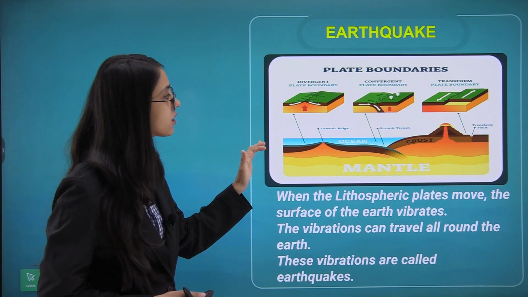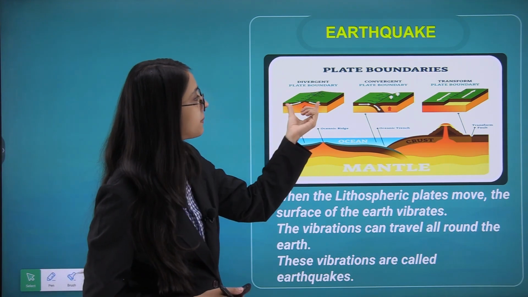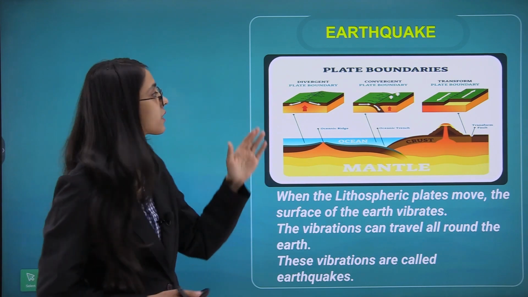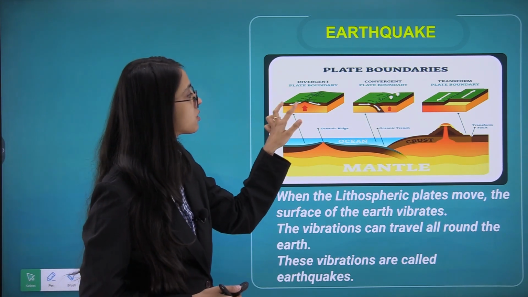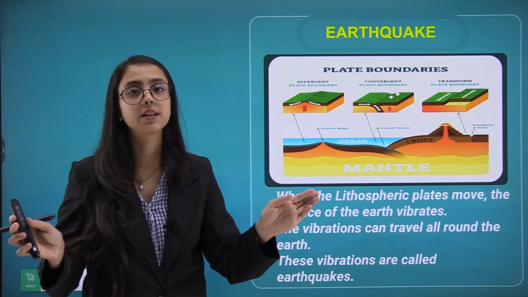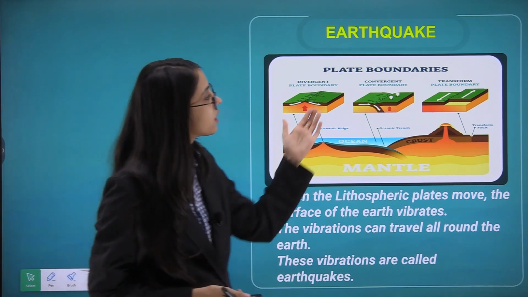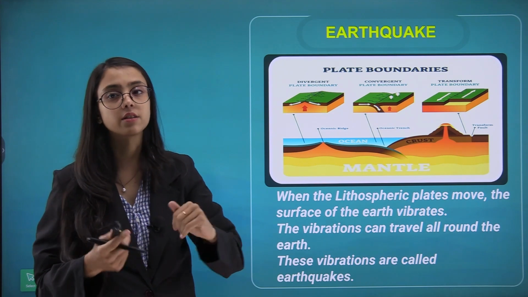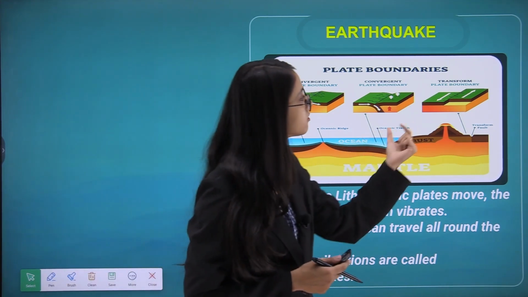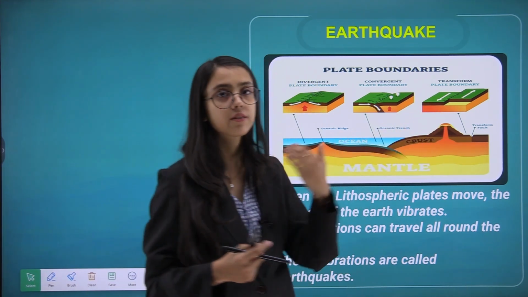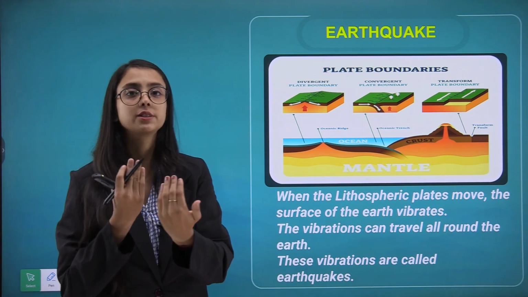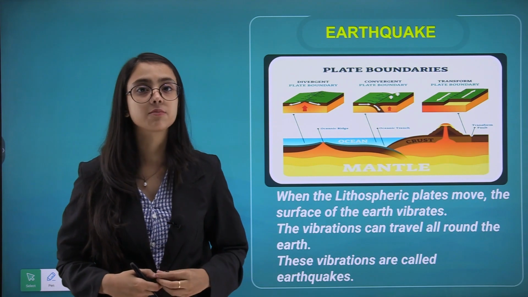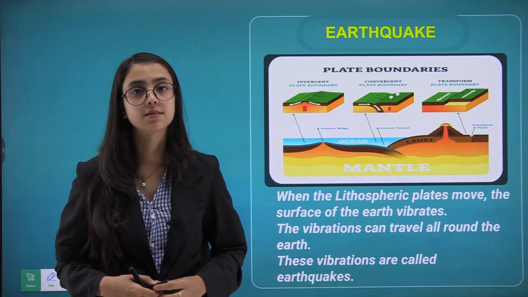As you see here, we have the plates and they move in different ways. First is divergent, when they move in opposite directions. Then we have convergent, when one plate goes under another plate. And then we have the transform plate boundary, when the plates move in opposite directions vertically. All these kinds of movements may result in earthquakes.